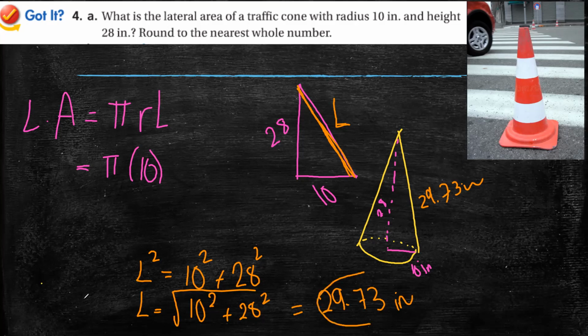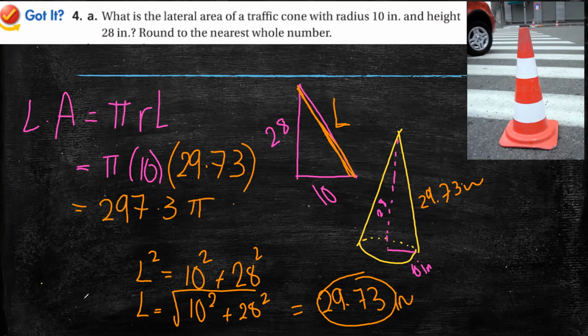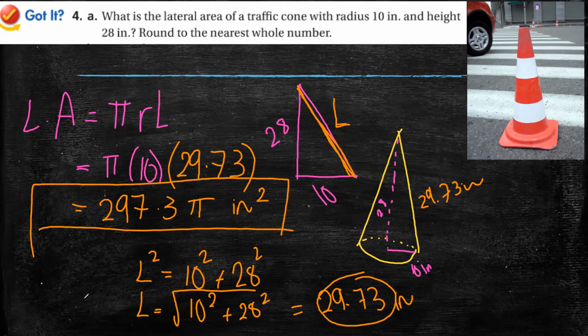Then after I found 29.73, I will evaluate it here, which is the slant height that we found. So the answer will be 297.3 pi inches squared. This is now how we find the lateral area of a cone when the slant height is not given. Is it clear? Yes. Okay.